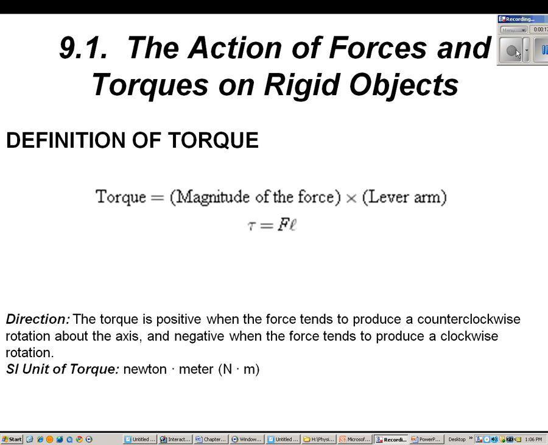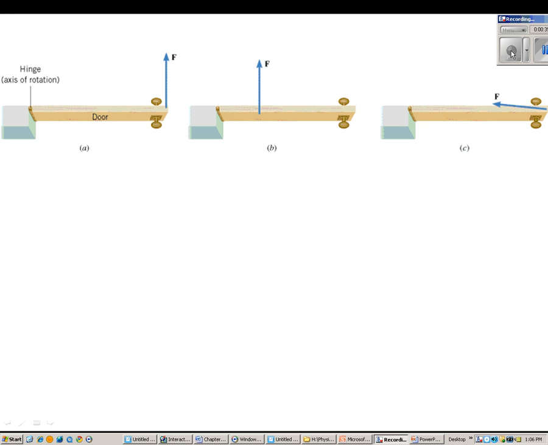The torque is positive when the force tends to produce a counterclockwise rotation about the axis, and torque is negative when the force tends to produce a clockwise rotation. And the units for torque are Newton meters. So in class tomorrow, remember that positive torque is counterclockwise and negative torque is clockwise.